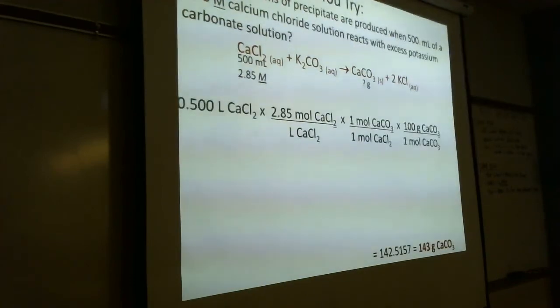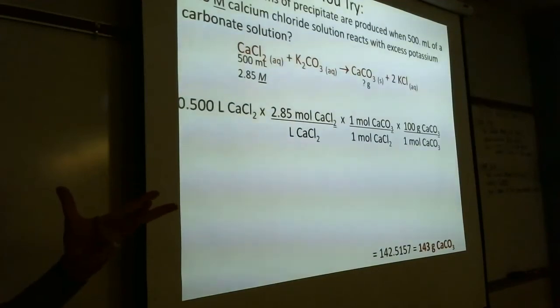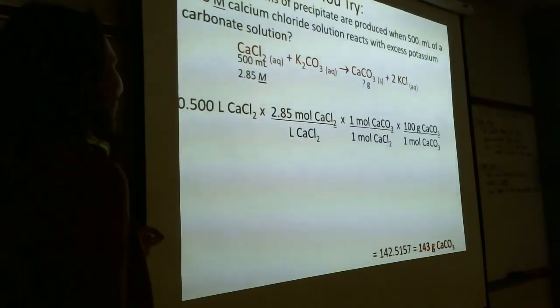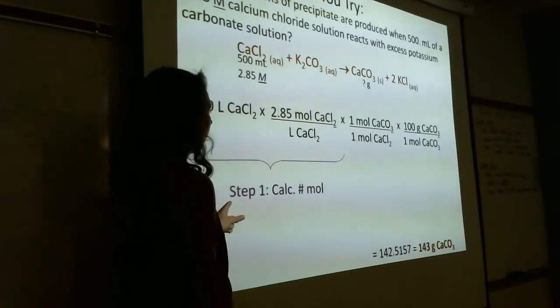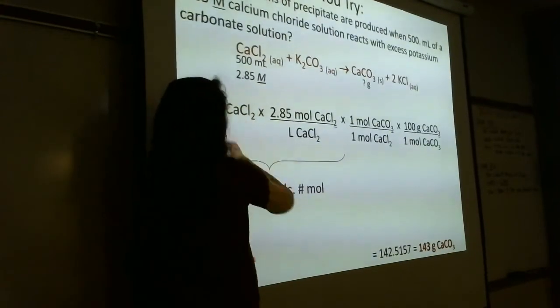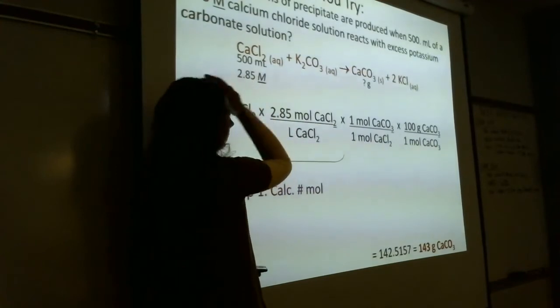Now, here's what it looks like if you do it as one big, long calculation. You do not have to do it this way, okay? Again, I repeat, you do not have to do it this way. Only do it this way when you're ready, okay? So here's step one. We're multiplying molarity times volume, right? Volume times molarity. Liters cancel. That gives me moles of calcium chloride.